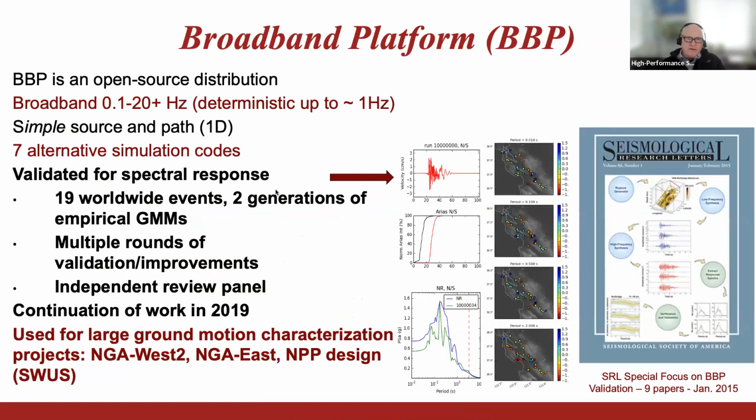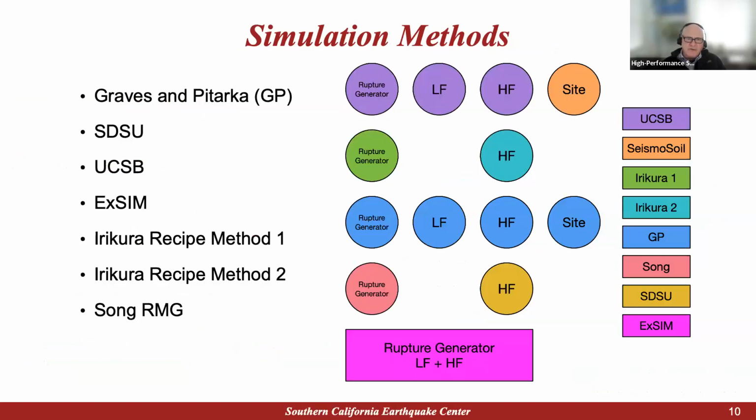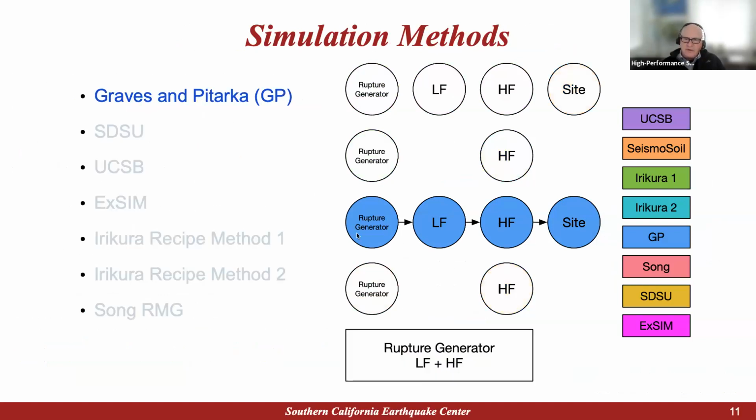The broadband platform, which we'll talk about in a moment, compares multiple simulation methods that propagate waves through 1D velocity structures. It's been used for engineering purposes, and it's open source software that can be installed and run on your own servers. What I want to express is one of the key ideas: the broadband platform supports multiple models. There are different methods for propagating waves, and the toolkit allows you to select a collection of components and test the behavior of different alternatives to see how well they compare.